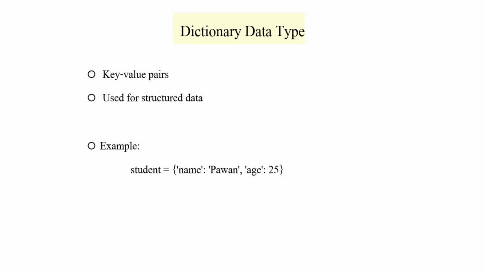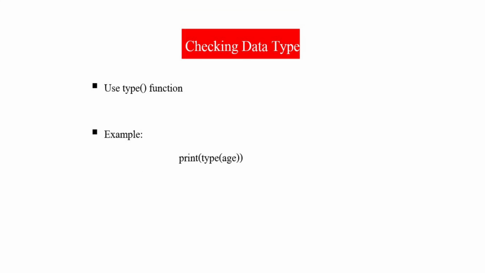Next is checking data type. How will we check what the data type of some data is? You can use the type function to check the data type of any variable. As in the example I have taken, print type of age.